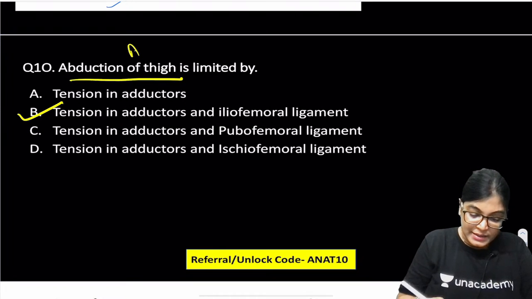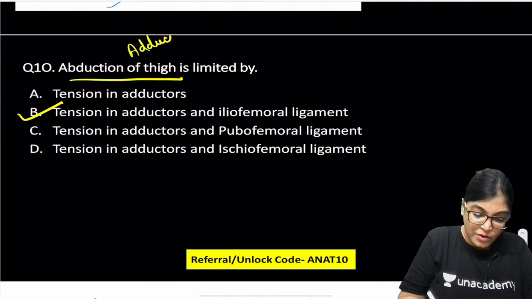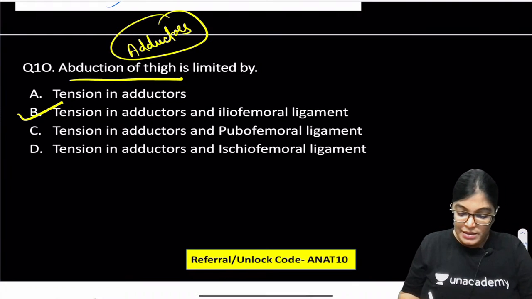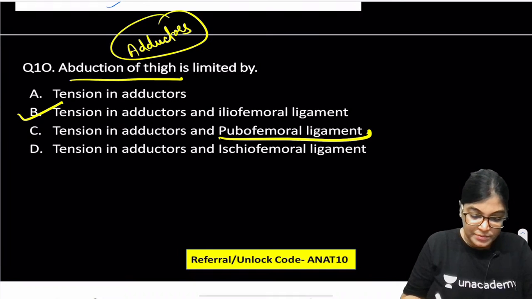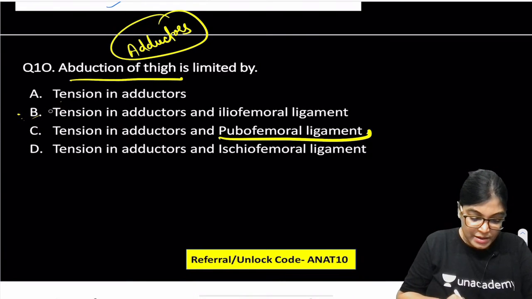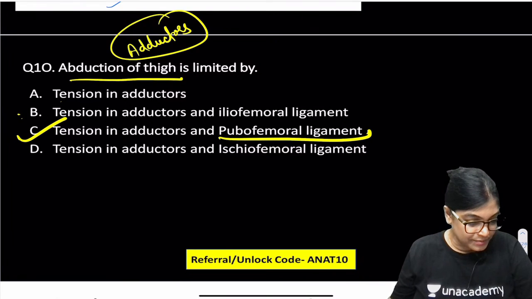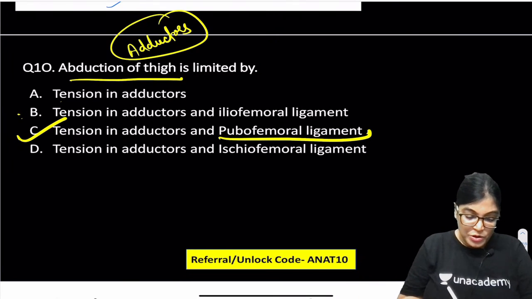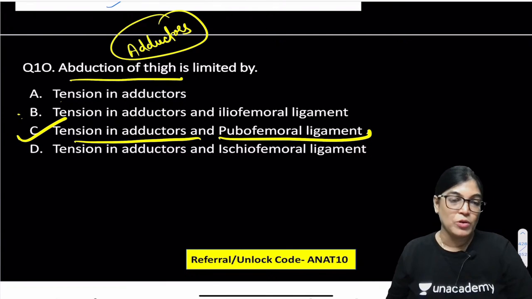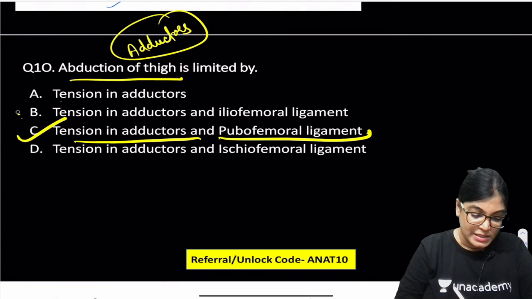So, adductors is correct. Okay, adductors is absolutely right. And the other ligament is pubofemoral. So, yes, pubofemoral. It's the pubofemoral. C means C. Okay? Pubofemoral, adductor and pubofemoral. C is the correct answer, all of you. C is the correct answer.